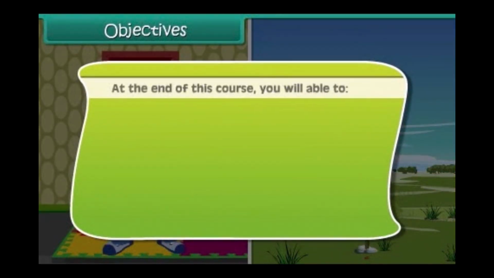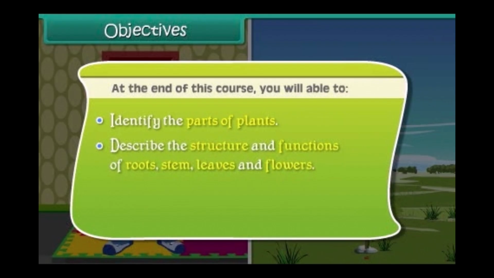Objectives. At the end of this course, you will be able to identify the parts of plants, describe the structure and functions of roots, stem, leaves and flowers, explain the functions of fruits and seeds.